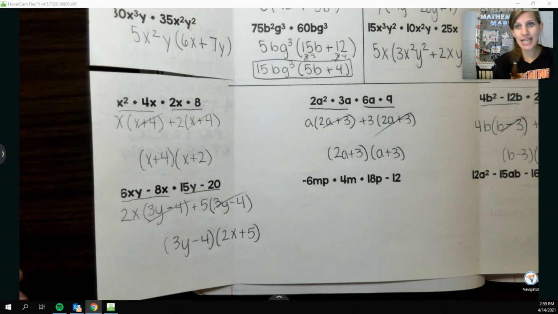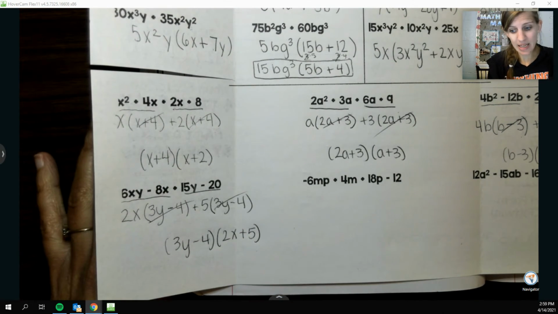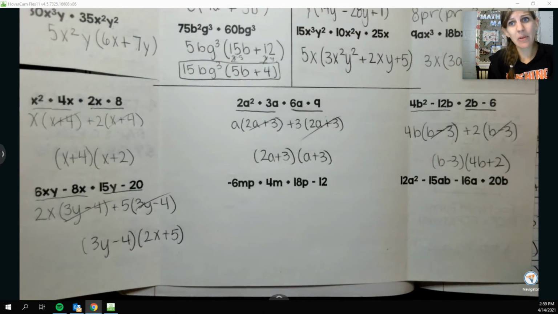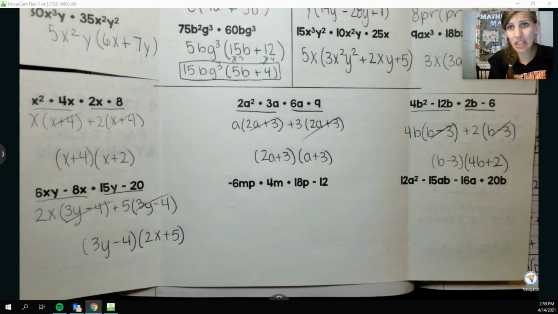And guys, I should say too, if you don't get a twin, that might mean that you did something wrong, but it also might mean that they just don't factor, and that could happen.